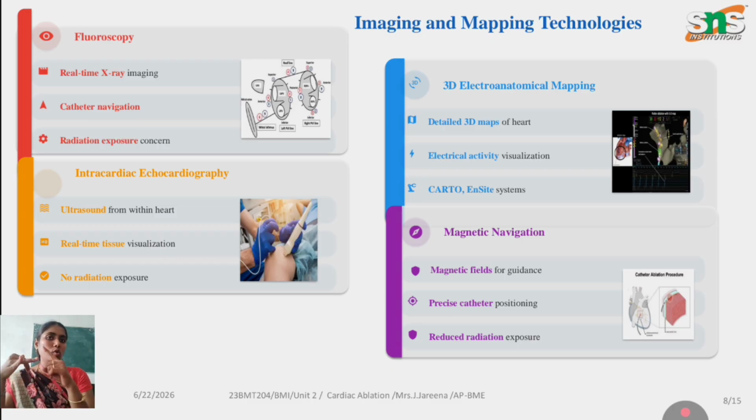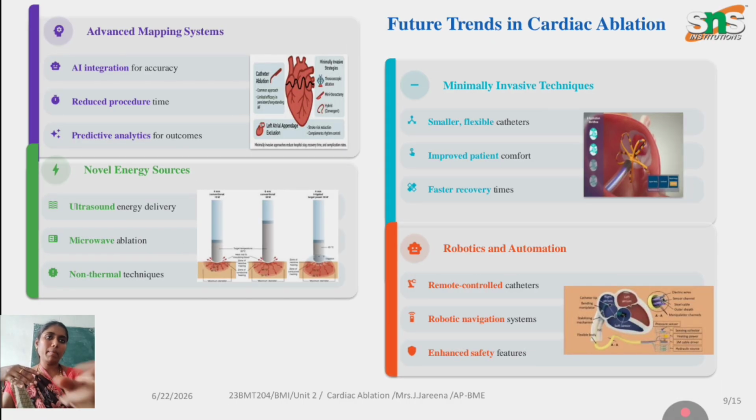These are the different imaging and mapping techniques we can use for cardiac ablation: fluoroscopy, intracardiac echocardiography, magnetic navigation, and 3D anatomical mapping. Now the future trends. As we said, it is a minimally invasive technique, and we can use it even for robotics and automation, remote-controlled robot navigation, and novel energy sources. For the energy source we can use ultrasound energy delivery, microwave ablation, and non-thermal techniques.